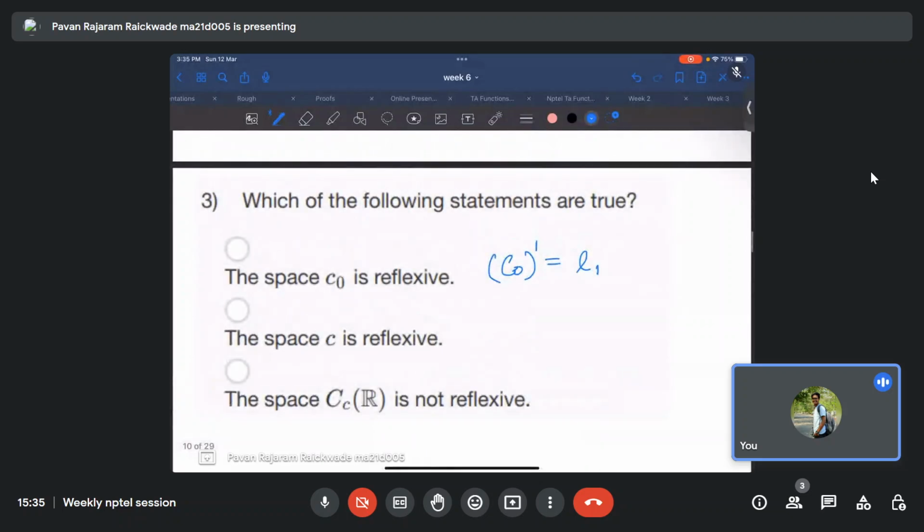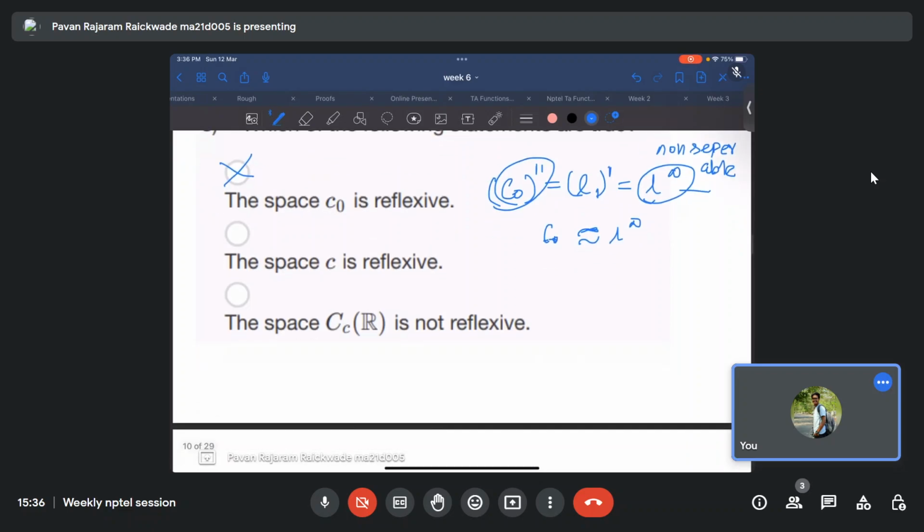C naught dual is L1, and what is L1 dual? It is L infinity. But the space being reflexive means C naught and L infinity must be isomorphic, right? But L infinity is non-separable. Also, L infinity is not reflexive. Correct. Hence, C naught also cannot be reflexive. This is wrong.